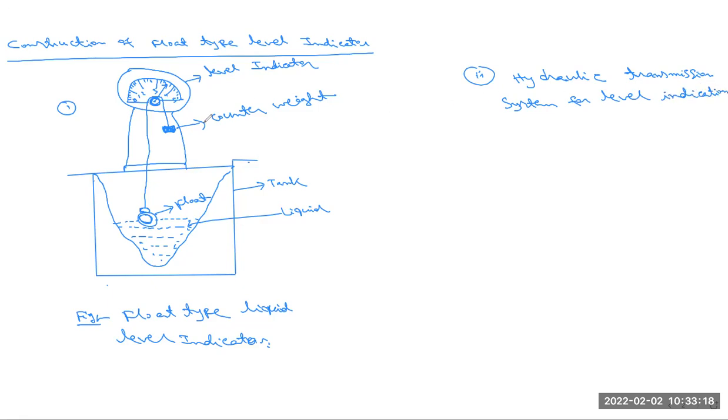So these two types of level indicator are present in our process control industries. First, we have the float operated type of liquid level indicator. Another one that is also present is the hydraulic transmission system of level indication. Using these two methods, we can measure the level of liquid in a tank, vessel, or any reservoir. Is it clear, all of you?